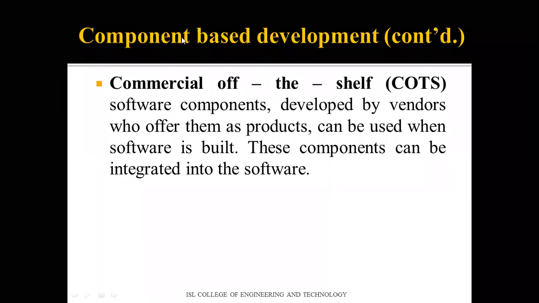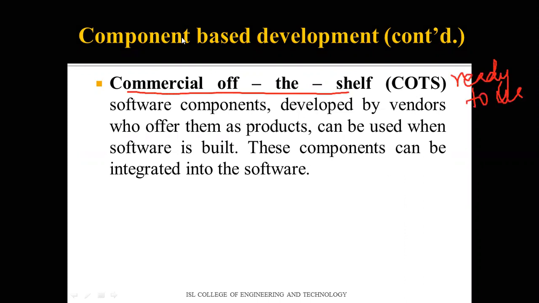The next is commercial off the shelf, which is also called COTS. Commercial off the shelf means ready-to-use software. As I told you, you're going to make use of ready-to-use components. These ready-to-use components are developed by multiple vendors and they sell this software. These different components can be used to build a particular software.